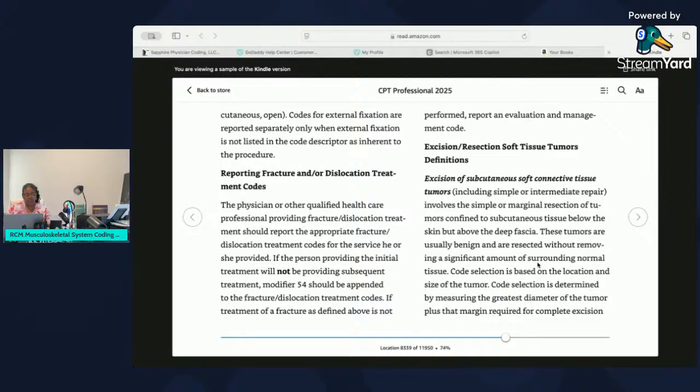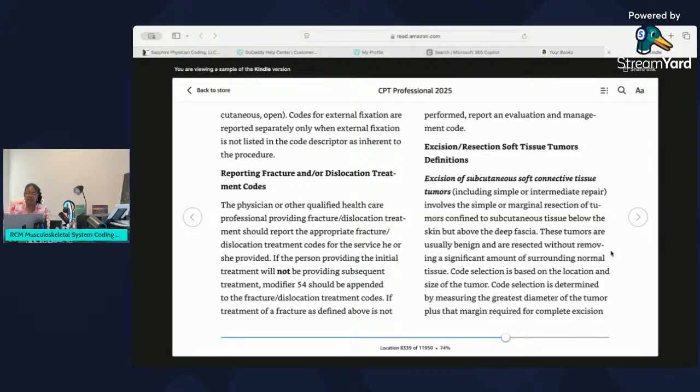So again, this is the guidelines for musculoskeletal system, and here they're showing you modifiers that they normally use with this section. Modifier 54 should be appended to the fracture dislocation treatment code. If treatment of a fracture as defined as above is not performed, report an evaluation and management code. 99, that's a 99 code, okay? So, some of you guys wanted to know what the coding is. Some of you guys are kind of popping in as to what the coding is. We're not sure what the coding is.